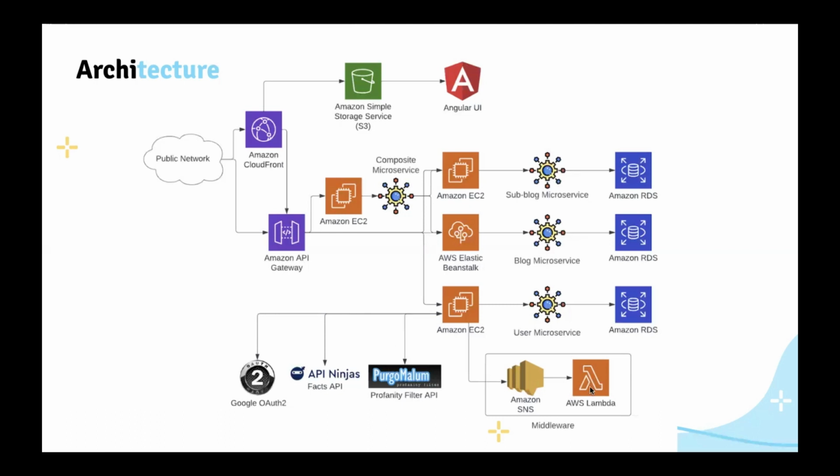Our application also contains a composite microservice. It basically connects the blog and the comment microservice, and it's responsible for displaying the number of posts and comments a particular user has created on their dashboard. The composite microservice is also deployed on EC2. The middleware in our application uses Amazon SNS and a Lambda function, and it's responsible for sending an email notification to the administrators of the application when a new user registers. All of the communication to each microservice is fully managed by the API gateway.